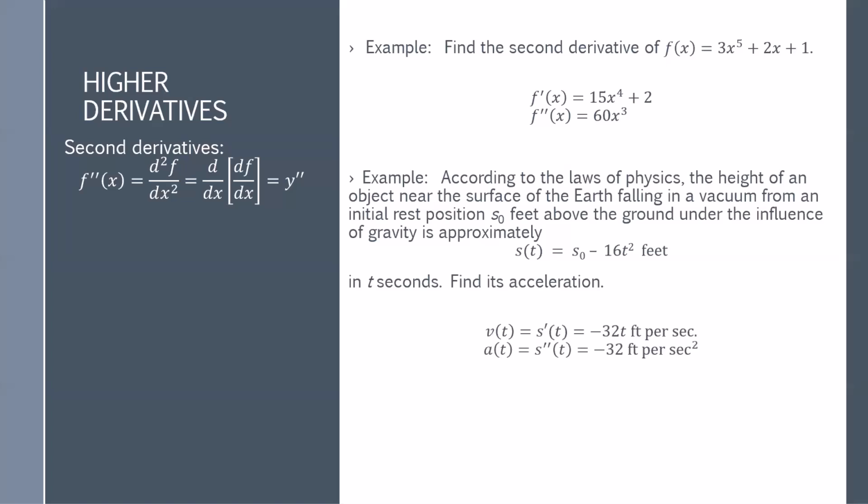So v of t is equal to s prime of t, which we can see is negative 32 t feet per second. A of t is the derivative of v of t, or the second derivative of s of t, which is negative 32 feet per second squared. 32 feet per second squared is in fact the acceleration due to gravity.